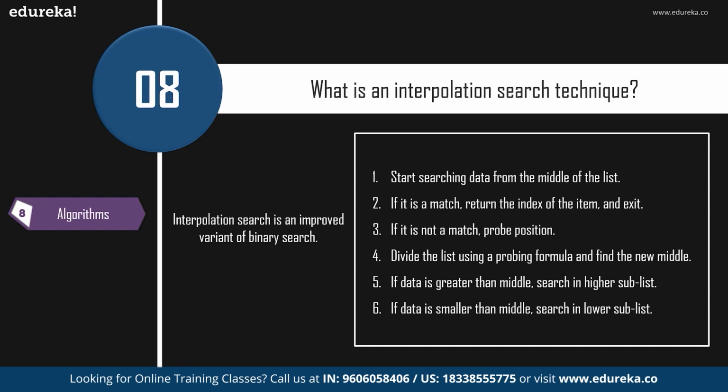But how does an interpolation search technique algorithm work? So here we start searching for the data from the middle of the list. If it is a match, then we return the index of the item and exit. If it is not a match, probe position. Divide the list using probing formula and find the new middle. If data is greater than middle, search in higher sublist. If data is smaller than the middle, search in the lower sublist. Repeat until the match is found.